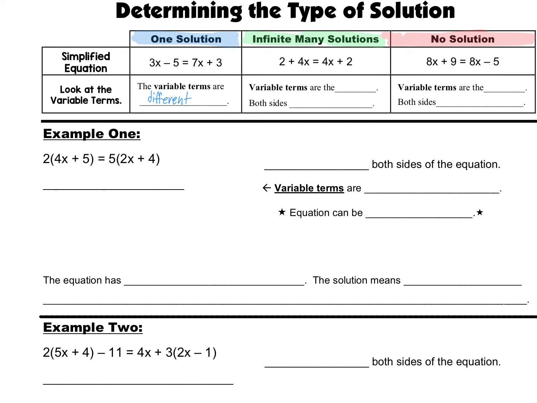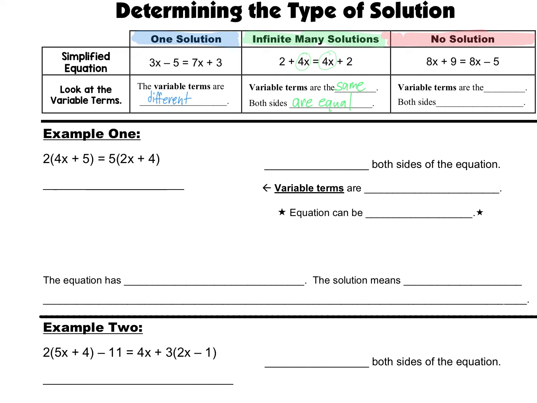Now let's look at the second simplified equation. In this case, we have 2 plus 4x is equal to 4x plus 2. Notice that both sides have the same variable. They're both 4x. Also notice that the constant is the same. They're both 2. Therefore, both sides are equal.